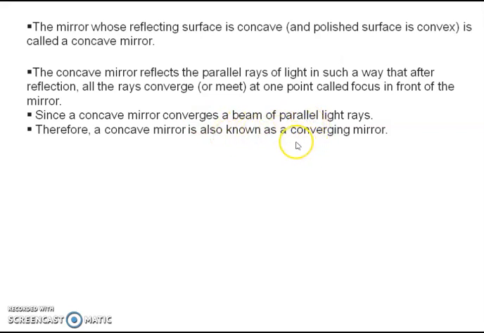So the give reason question, the answer is concave mirror. Why is it called converging mirror? Because they meet at a point. That point is called focus in front of the mirror.